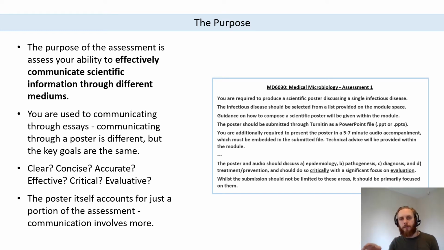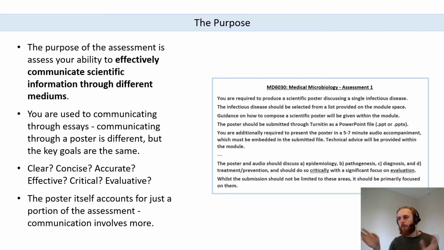You're going to be recording a 5 to 7 minute audio accompaniment in which you explain the poster and discuss the poster, and you essentially present the poster. So in the past, you've often been assessed on your ability to communicate through written language. This assessment, there's a slightly different angle. So you're going to be assessed through your ability to communicate via a poster, which includes written language and also a heavy emphasis on figures and diagrams and all these other visual elements. And you're also going to be assessed on your ability to communicate verbally. And again, that's the portion of the assessment where you're explaining the poster, where you're discussing the poster.